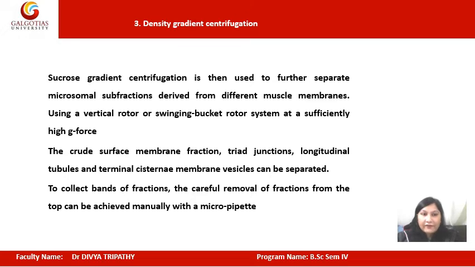Now in cell fractionation, generally sucrose gradient centrifugation is used to further separate microsomal subfractions derived from the different muscle membrane. Using a vertical rotor or swinging bucket rotor system at sufficiently high G-force, the crude surface membrane fraction, triad junction, longitudinal tubules and terminal cisternae membrane vesicles can be separated by this process. And to collect bands of fraction, the careful removal of fraction from the top can be achieved manually with a micropipette.